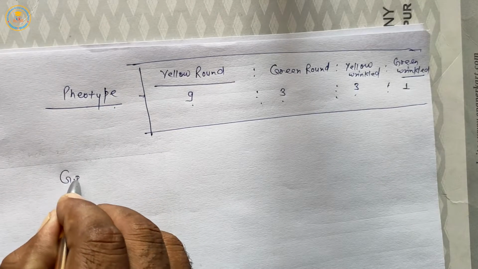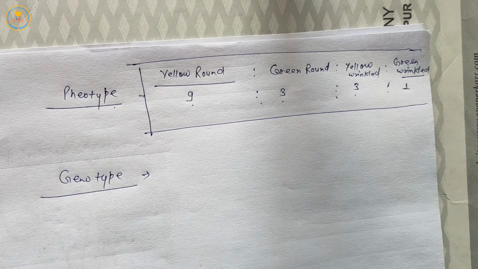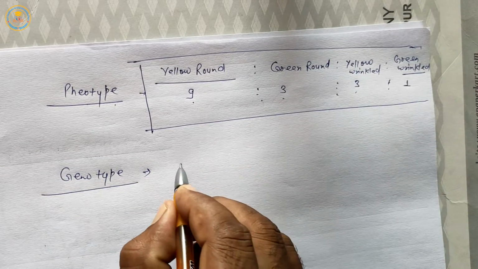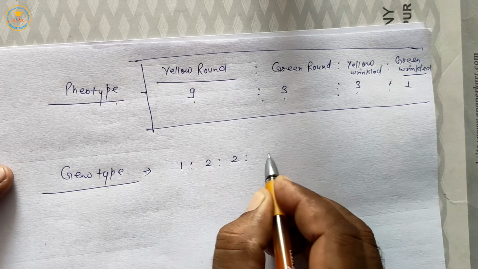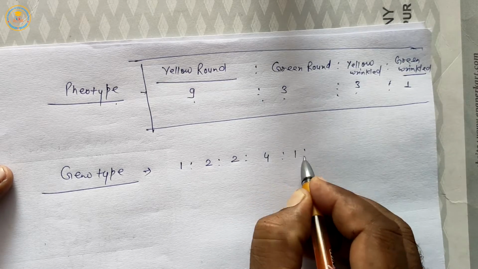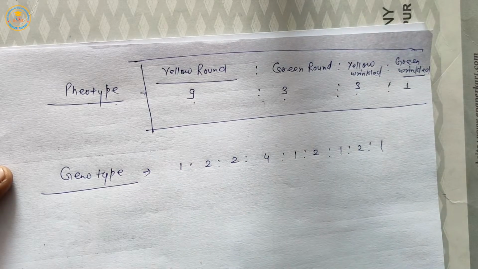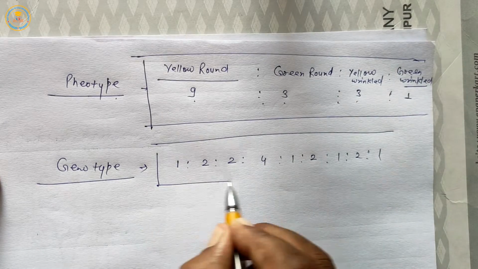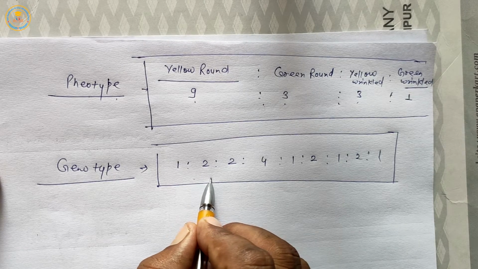Next, genotype. Genotype means genetic constitution. It means the genetic forms are 1, 2, 4, 1, 2, 1, 2, 1. This is the genotype of the F2 generation, and this is the genotype of the law of independent assortment.